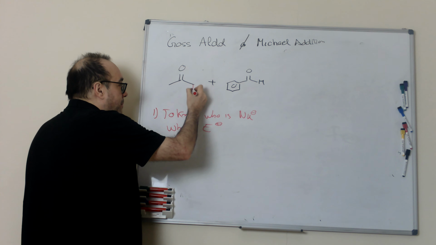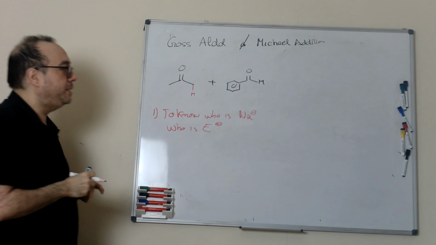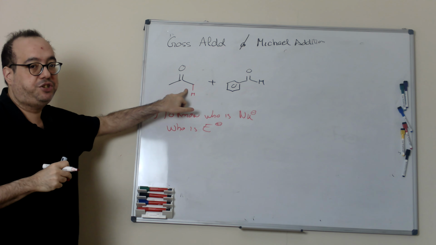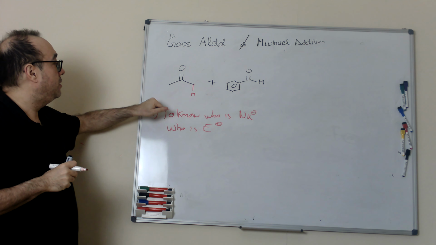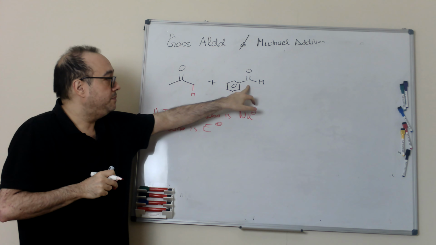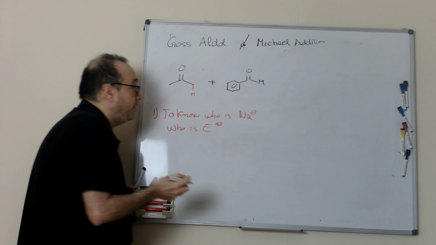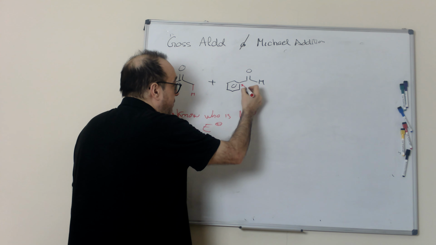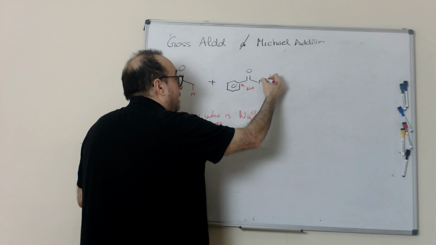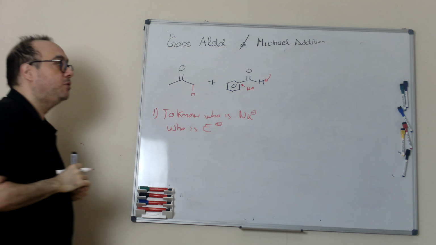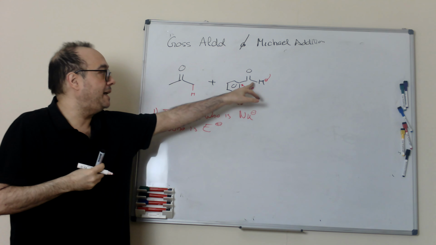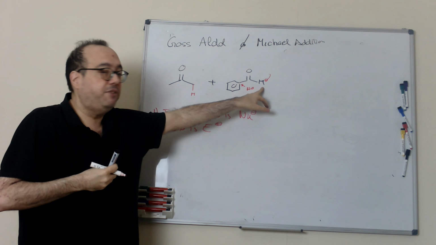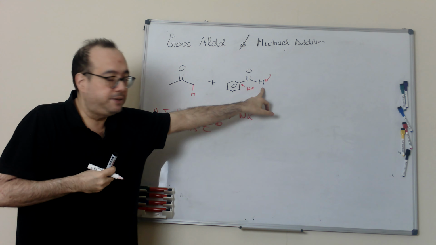Remember that in order to form an enolate, what we need is a hydrogen in the alpha position. Here, do we have any hydrogen in the alpha position? Here we don't have. And here, the hydrogen is directly attached to the carbonyl. Never remove this hydrogen. Never.